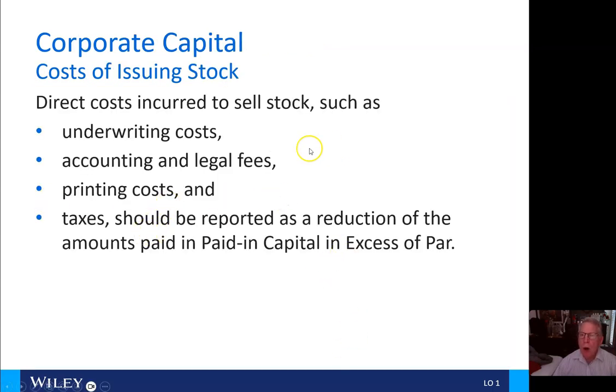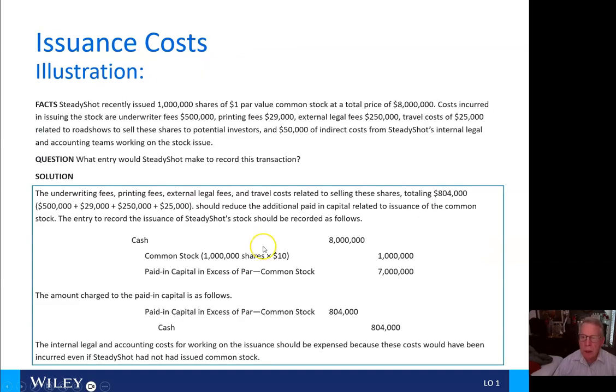Okay, what is included in the costs of issuing stock? The direct costs incurred to sell the stock, and that includes the underwriting costs, the accounting and legal fees, printing costs, and of course taxes. And that should be reported as a reduction of the amounts paid in capital in excess of par. Okay, let's look at that a little bit.